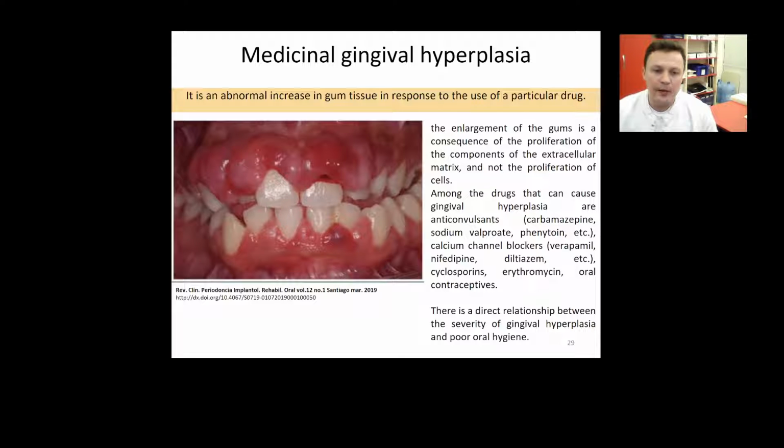Medicinal gingival hyperplasia. It is an abnormal overgrowth in gum tissue.